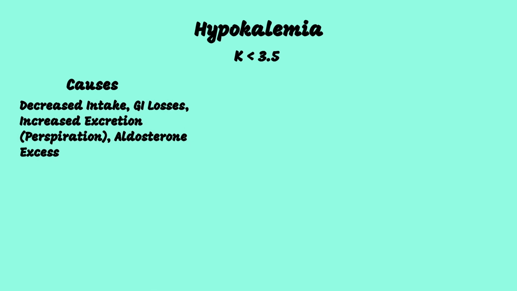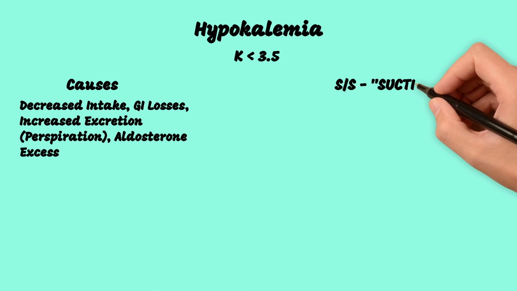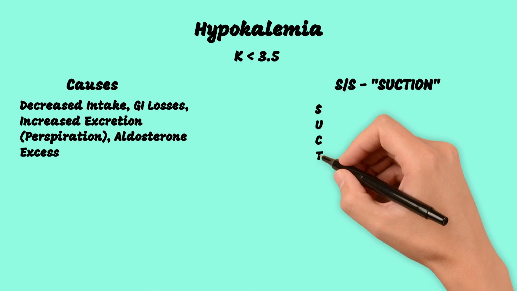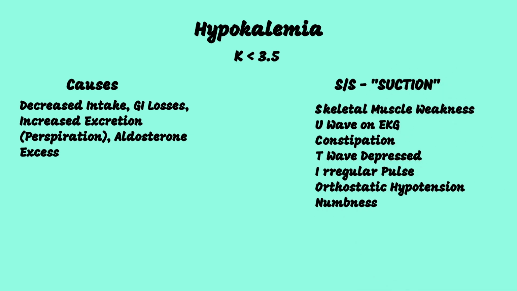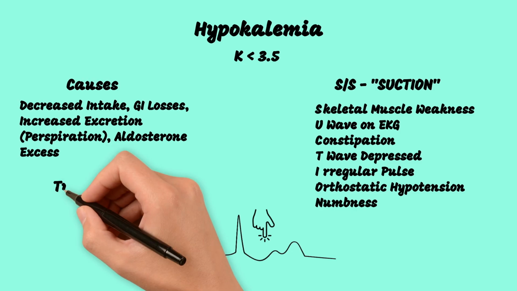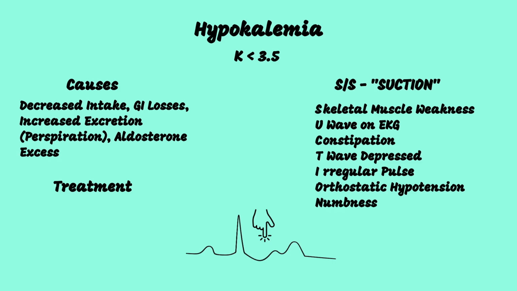When trying to remember the signs and symptoms of hypokalemia, think suction. S for skeletal muscle weakness, U for U waves on EKG, C for constipation, T for T wave depression, I for irregular pulse, O for orthostatic hypotension, and N for numbness. Treatments may include potassium. We have PO route or IV.